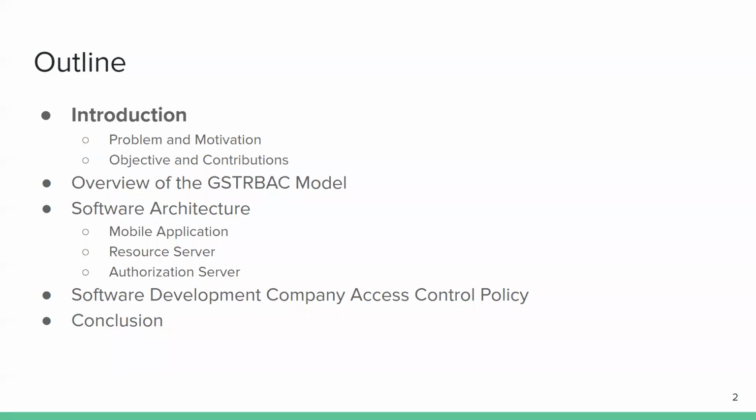So for this project, here's the outline for the things we'll discuss in the presentation. We're going to discuss the problem we're facing and the solution we have for it. We're going to give an overview of GSTR-BAC, which is the authorization model our project is based on. Then we'll discuss the main contribution of this project, which is the software architecture and the main components within it. After which we'll discuss a realistic example of this model in a business setting, and then we'll conclude this presentation.